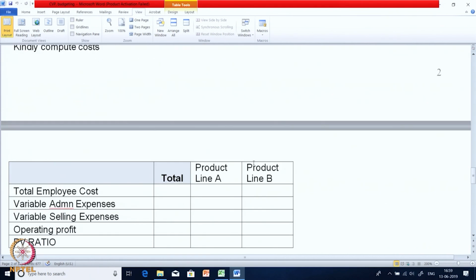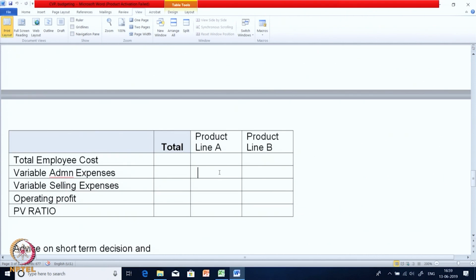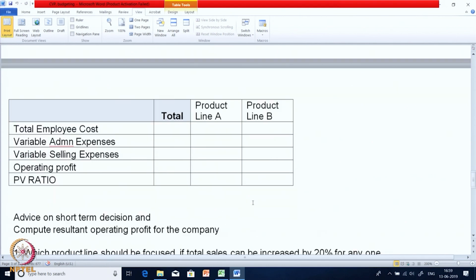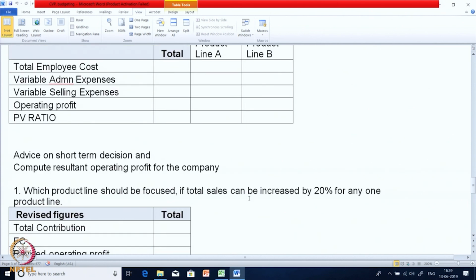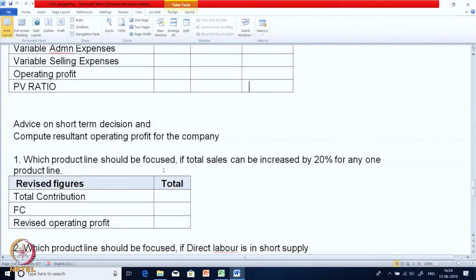Now, you are required to compute the following. A few things have been asked, for example total employee cost broken into product lines A and B, variable admin expenses again broken down, variable selling expenses, operating profit and PV ratio. And then we have to advise the management on certain short term decisions and compute the resultant operating profit based on those decisions.